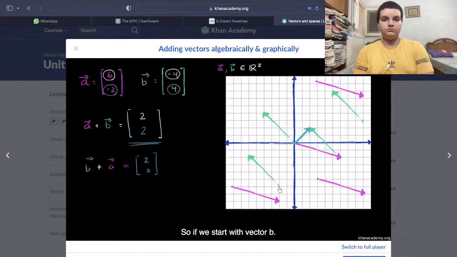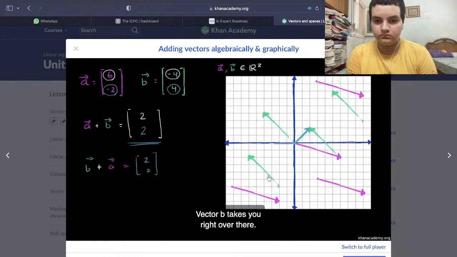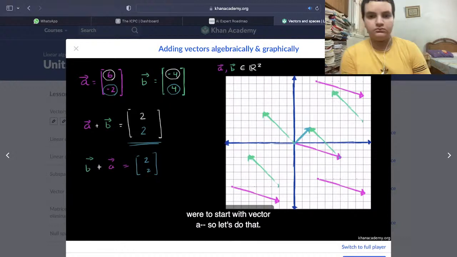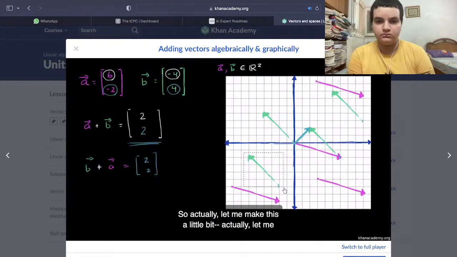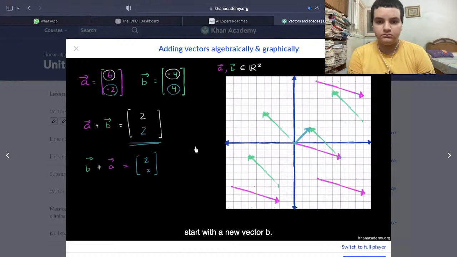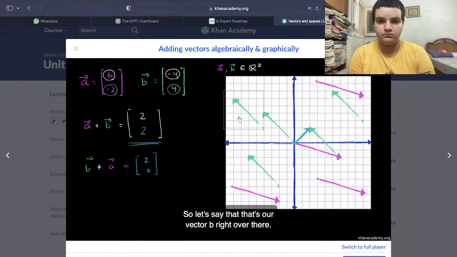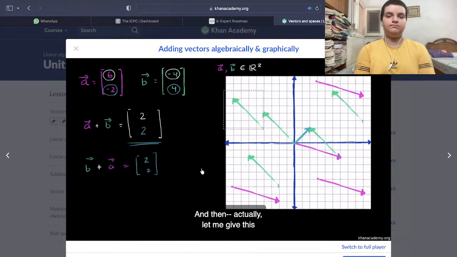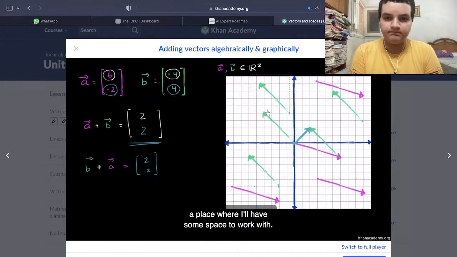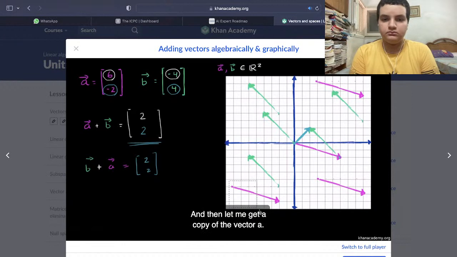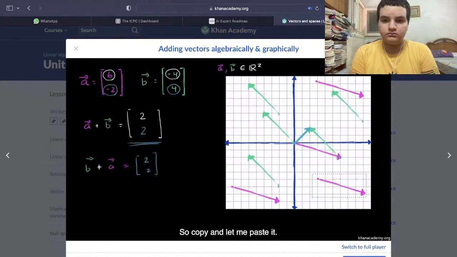So if we start with vector B, so let's say you start right over here, vector B takes you right over there. And then if you were to go there and you were to start with vector A, so let's do that. So actually let me start with a new vector B. So let's say that that's our vector B right over there. And then let me give this a place where I'll have some space to work with. And then let me get a copy of the vector A. That's a good one. So copy, and let me paste it.